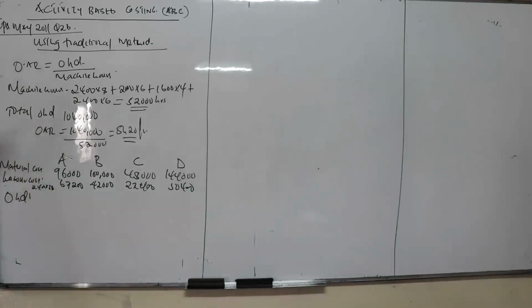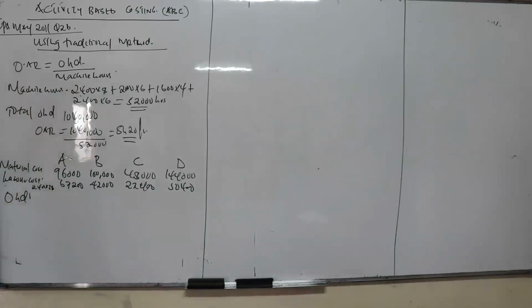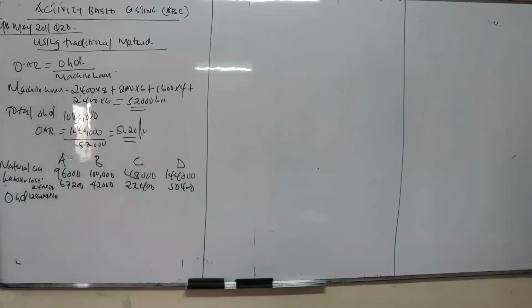They used 2,400 units for A. Each unit required 8 machine hours. So when you multiply this, you get the total machine hours, and then you multiply by 20. So for overheads, it is 2,400 times 8 times 20. This is the absorption rate. 2,400 times 8 gives you the total machine hours, and then you multiply by 20 to get the total value for overheads. So how much will that be?